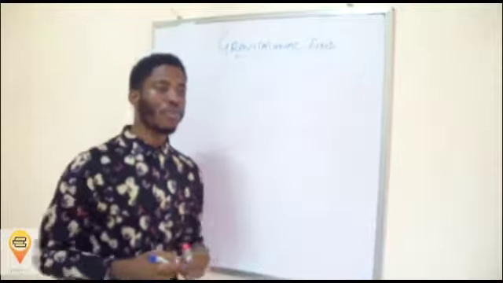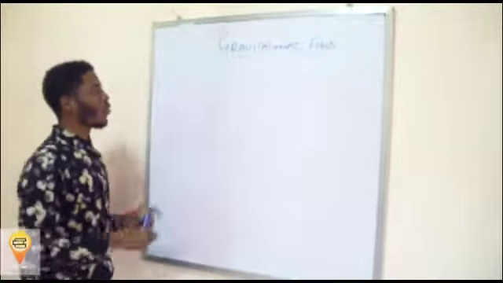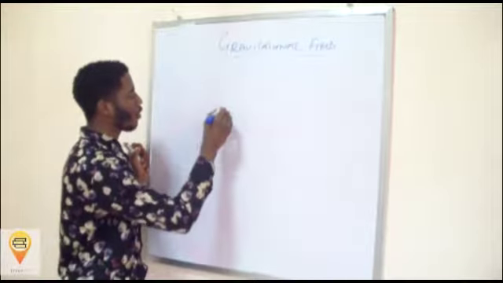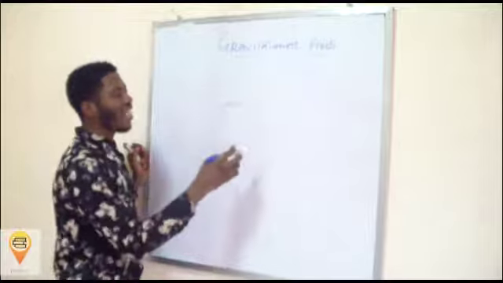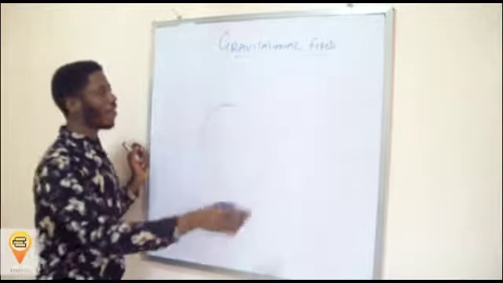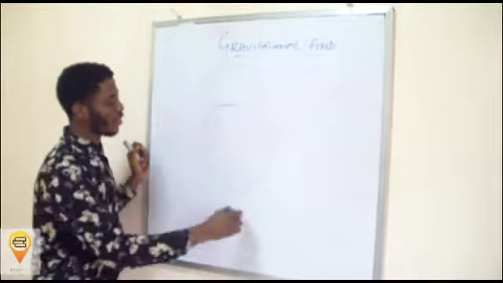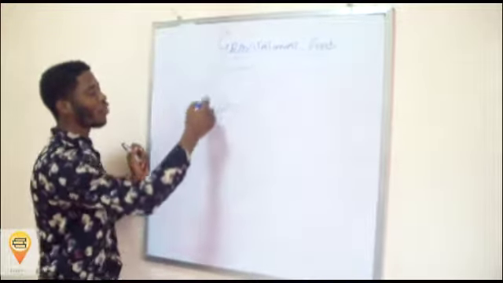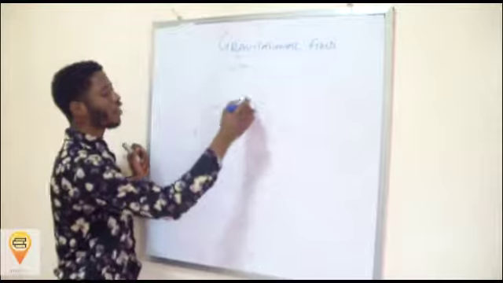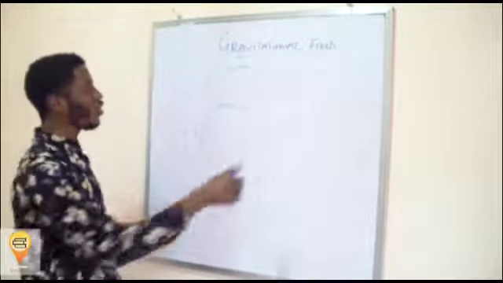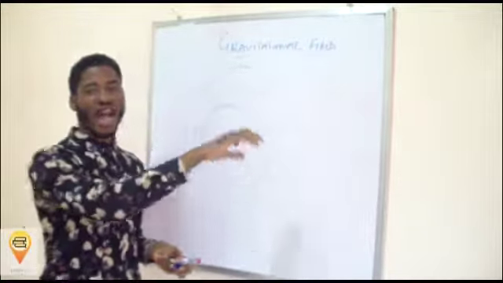Now, for example, we look at something. We have the Earth. The force of gravity acts around the Earth. This free space around which the force of gravity acts is called the gravitational field, because within that region, the force of gravity acts.